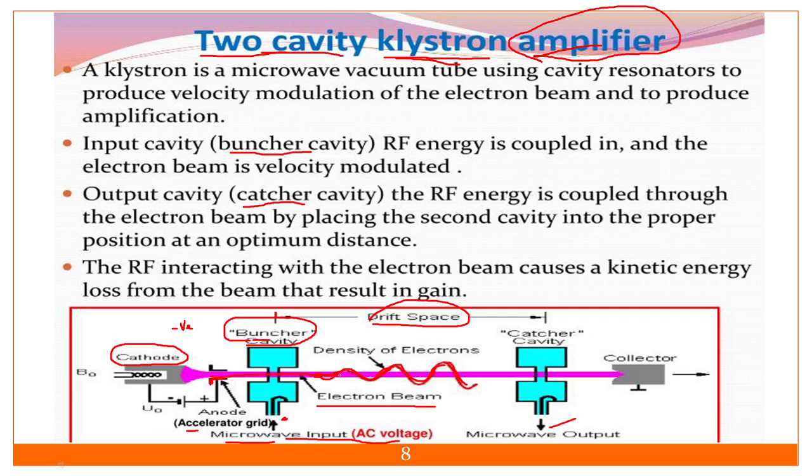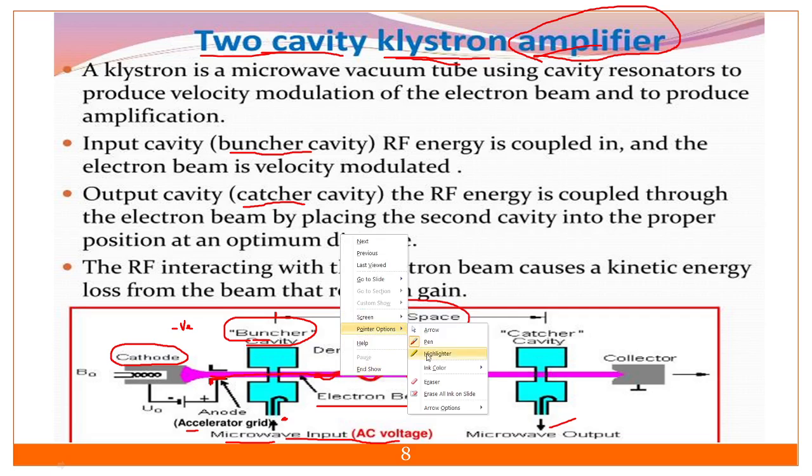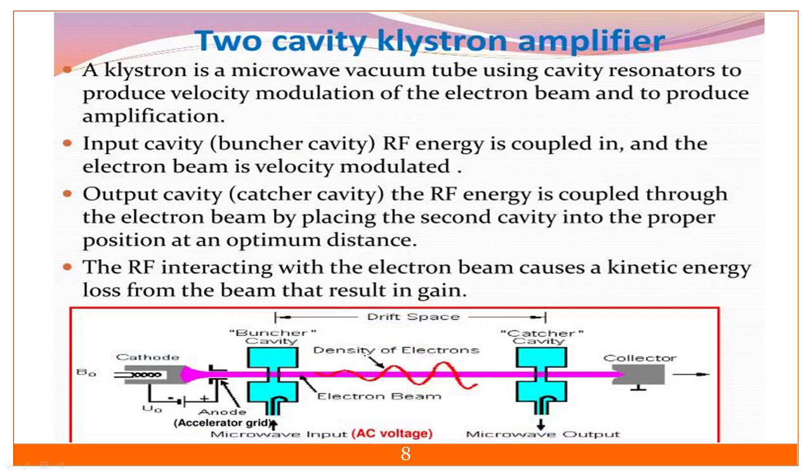This yellow color, not yellow. Let me rub this portion first so it is clearly visible. So this is the electron beam, and the electron beam is caught by the collector. The collector has positive potential, which is why the electrons move like this. This is a very small device, but the construction is as I have mentioned.